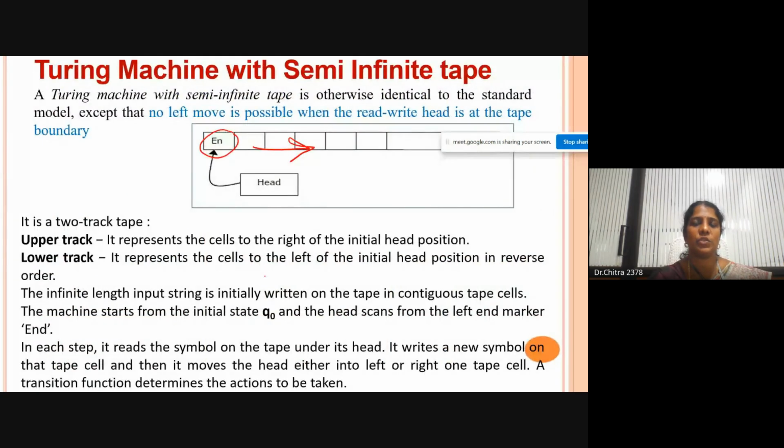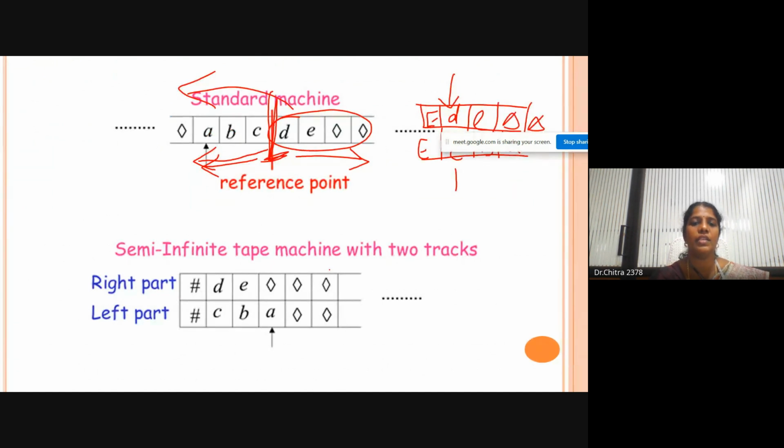And the second one is the Turing machine with semi-infinite tape. Instead of using the infinite tape, semi-infinite tape is also possible. In this case, the left end marker is fixed and the tape can be extended in the right hand direction. An ordinary Turing machine can also be converted into a semi-infinite tape Turing machine by this concept. By using two tracks, the forward directions are given and the reverse direction strings are reversed and written in the second track. So the standard Turing machine can be converted into a semi-infinite tape Turing machine.